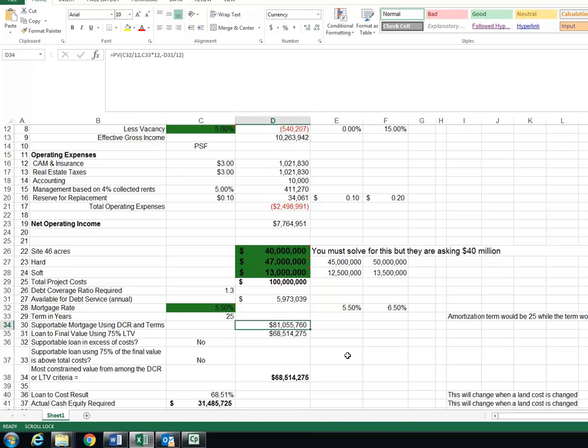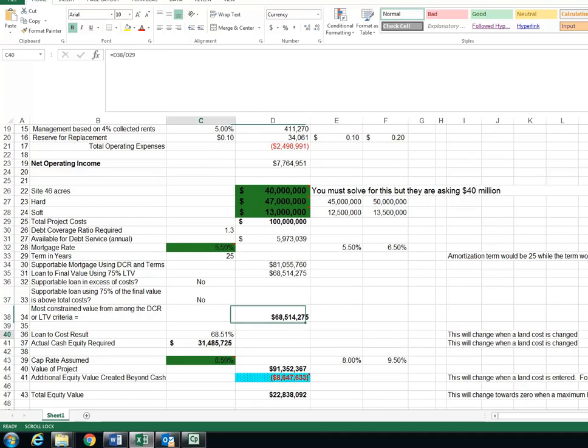Now it turns out though that if we use 75% of our final value estimate, which I haven't shown you yet, we're constrained to $68 million of loan because we can't go above 75% LTV. The smaller one of these two numbers is what we can support, either the present value of what we can support in terms of payments or 75% of the maximum value of the property. So I put in the smaller of those numbers right there with an if statement, and that's the mortgage that can be borrowed.